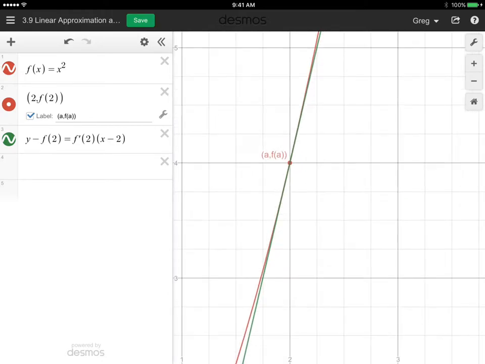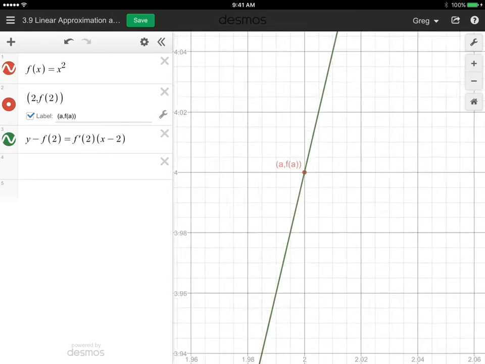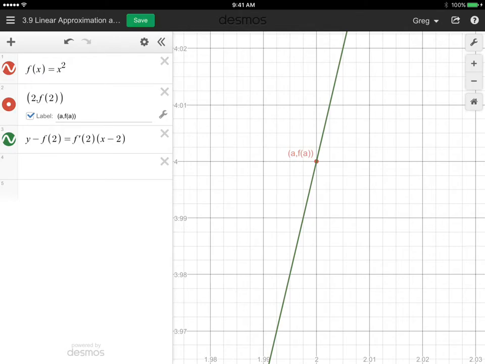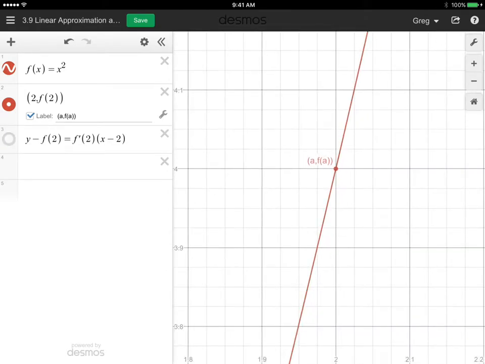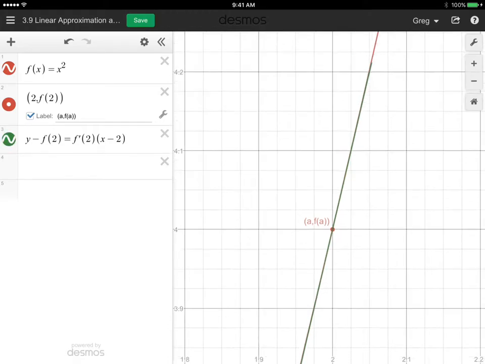Now, if we zoom in on that point, closer and closer and closer, what you see is the green line. The green line is actually the tangent to the function, not the actual function itself. Now, if I remove the tangent line, it's just the red line. It looks like they're just right on top of each other. Now, they're technically not, right?